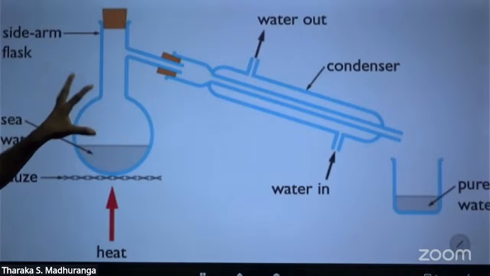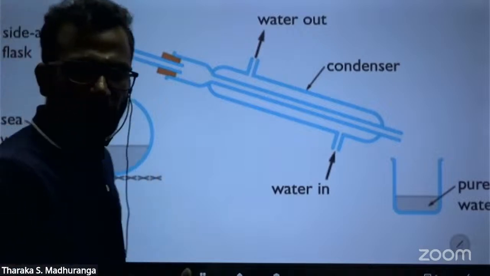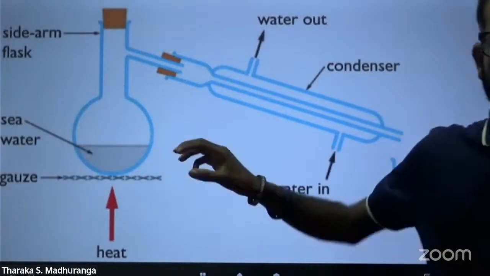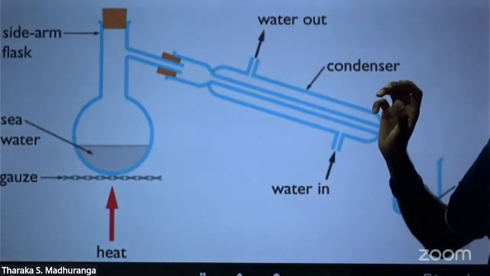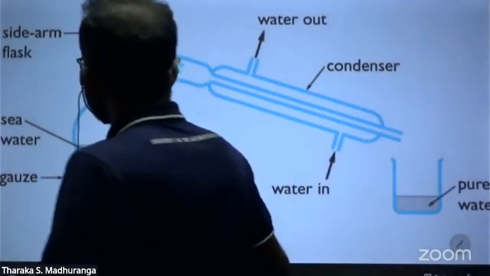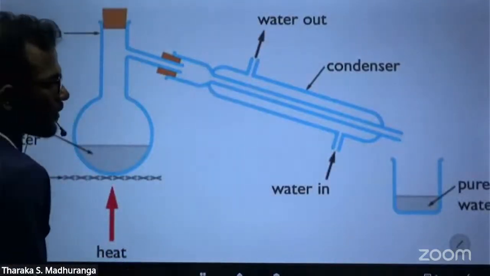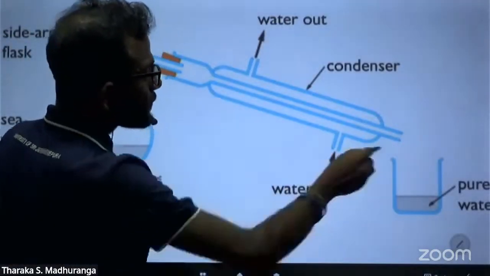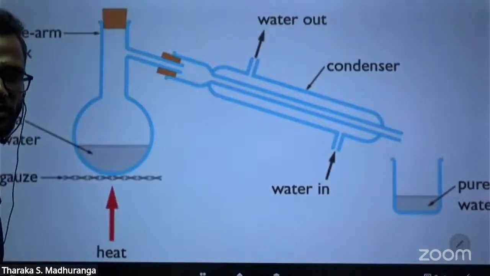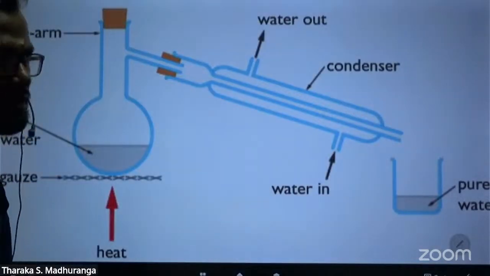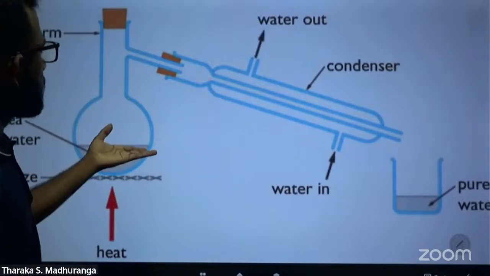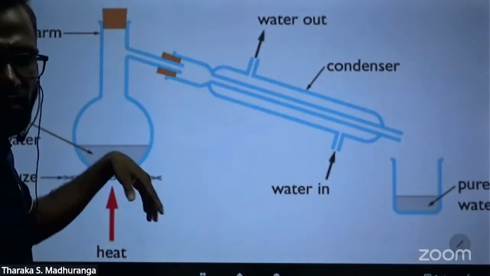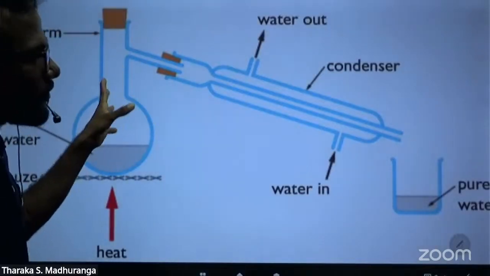And it is seawater. Don't think that's another process. I just want to show you the main part of the simple distillation. That is the process of separating pure water from seawater. Seawater, then only vaporize. Don't think about that, that's not relevant to our lesson.